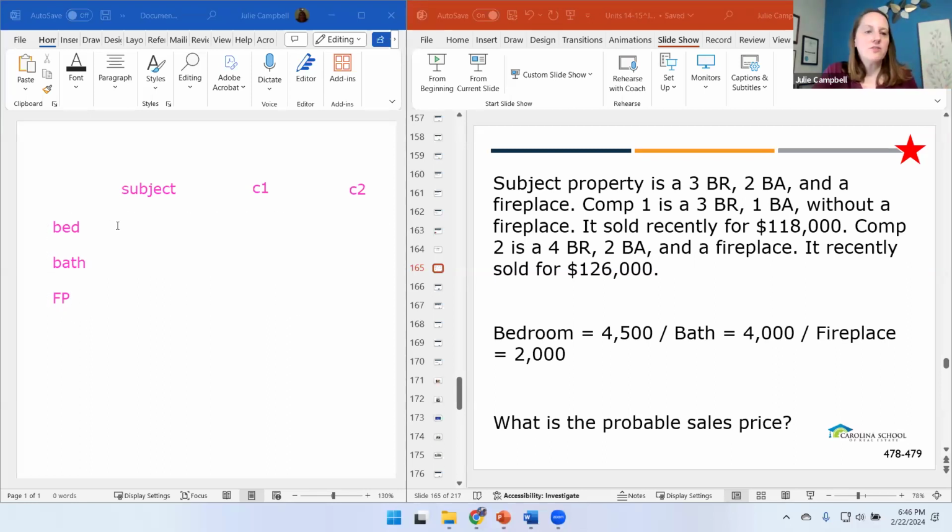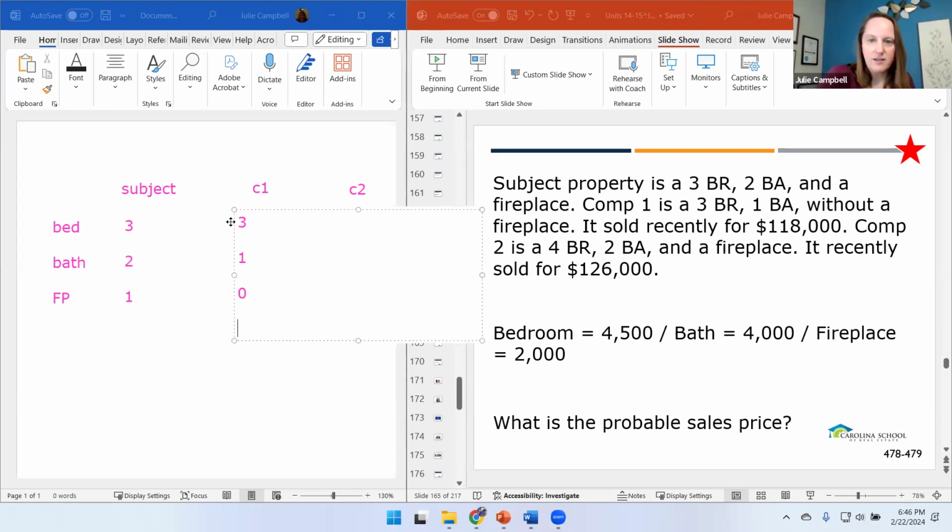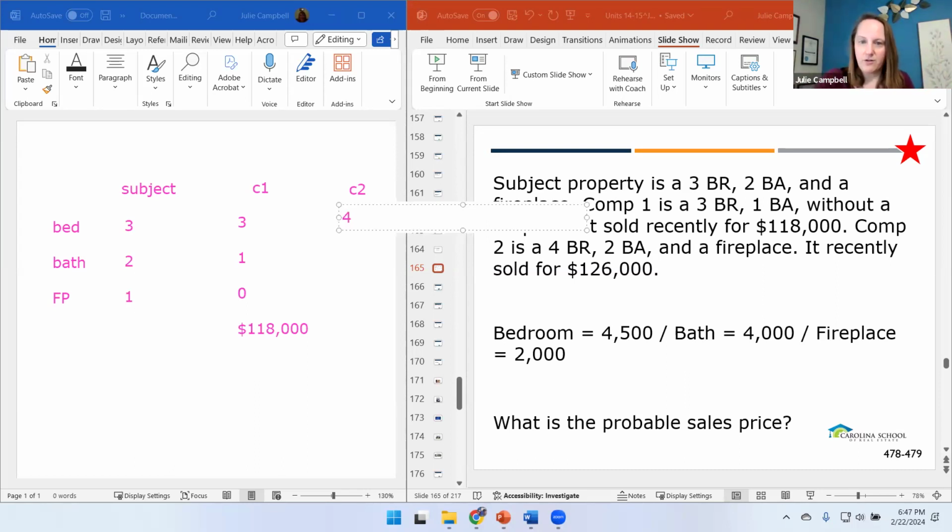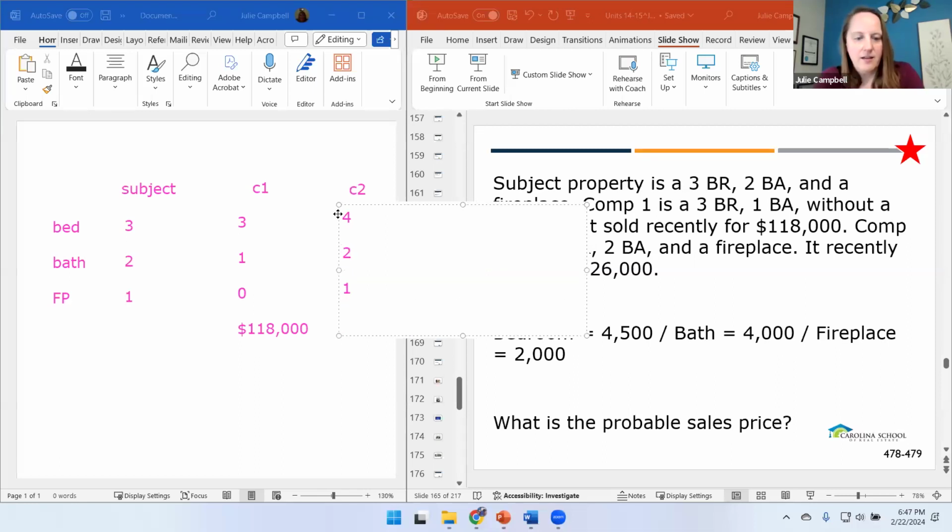So here's our subject property. Here's our comp 1, and then our comp 2. And then the things that we're studying. So we know we got the bedrooms, the bathrooms, and the fireplace. So if we go through, study the subject property, my subject has 3 bedrooms, it has 2 baths, and it has a fireplace. Then we study comp 1. It has 3 bedrooms, 1 bath, no fireplace. It recently sold for $118,000. And then comp 2, we're told, has 4 bedrooms, 2 baths, it has a fireplace, and it recently sold for $126,000.